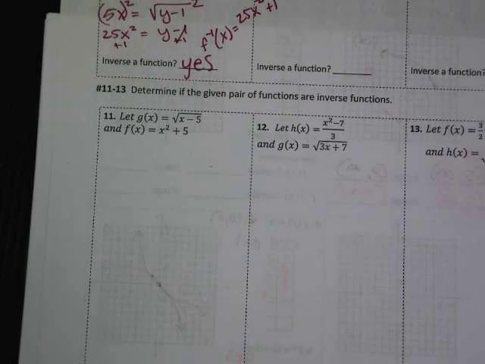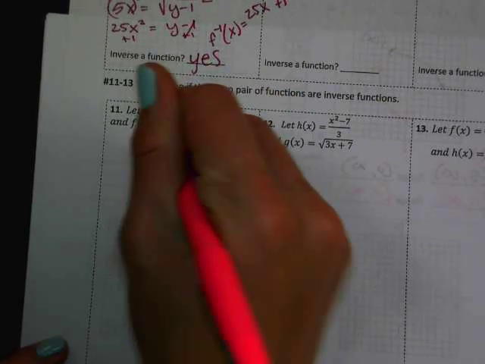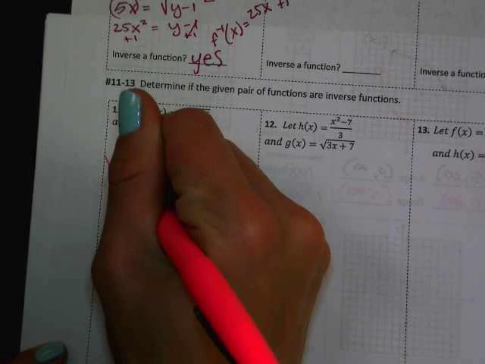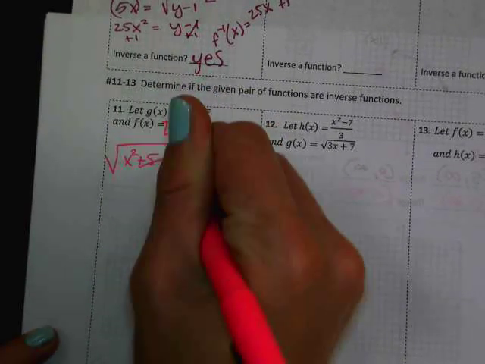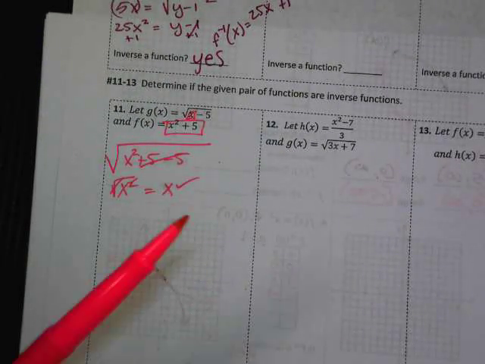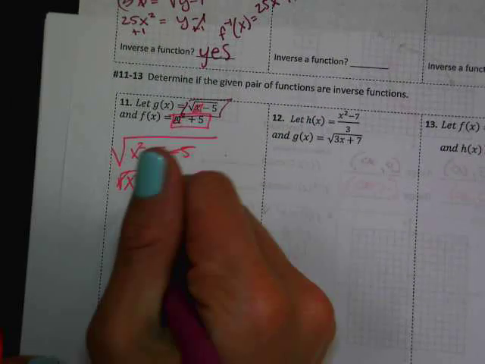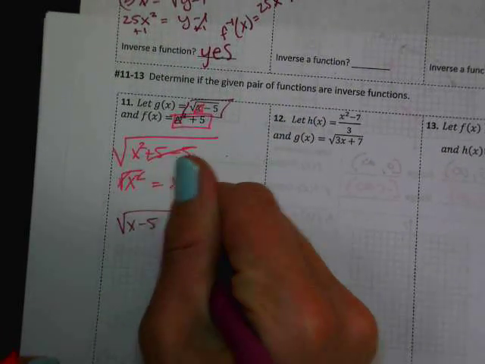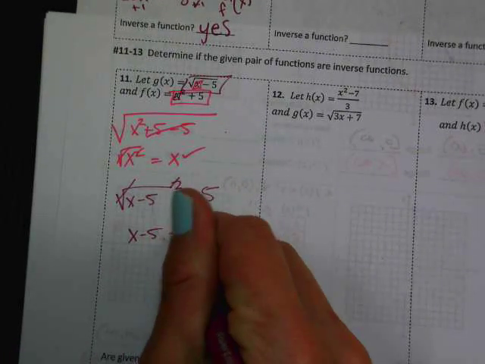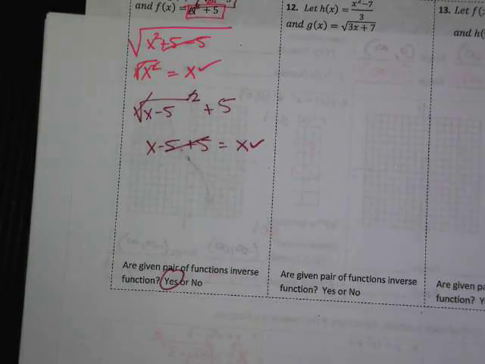11 through 13, we're just trying to prove whether they're inverses. So I'm going to put this guy into this function. X squared plus 5 minus 5. That cancels. That cancels. And so I'm just left with x. Then I'm going to put my root function into my quadratic. So x minus 5 squared plus 5. That cancels. X minus 5 plus 5. Your 5's cancel. And you're left with x. So yes, they are functions.